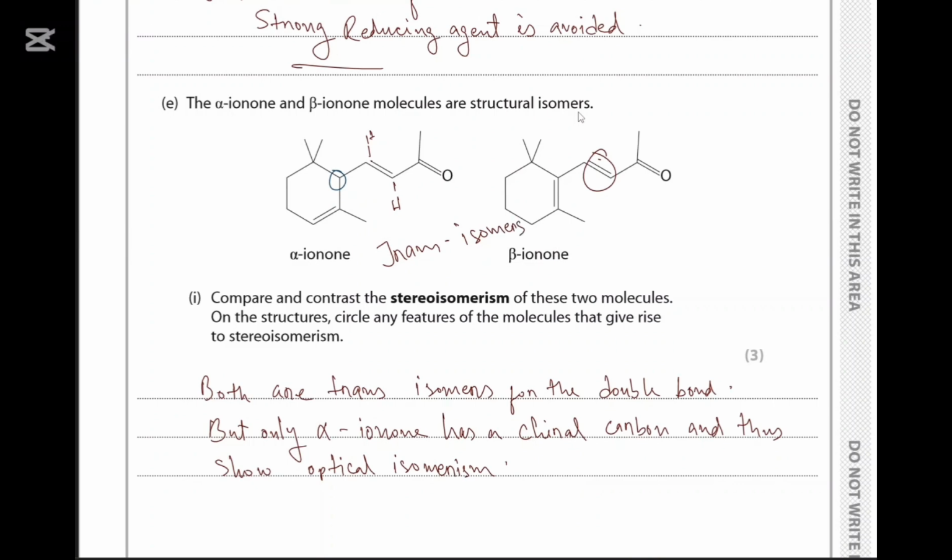Wait, it's clear, but what I'm asked is to compare and contrast the stereoisomerism of these two molecules. Yeah, so both are trans isomers along this double bond, but only alpha ionone has a chiral carbon. Yes, you can see this is a chiral carbon. This is a central carbon atom bonded with four separate different groups. Therefore, it is a chiral carbon. But beta ionone doesn't have that because here it's double bonded. A chiral carbon cannot have a double bond. Therefore, neither is this, neither is this. So there is no chiral carbon here. Therefore, this is the only difference between them.